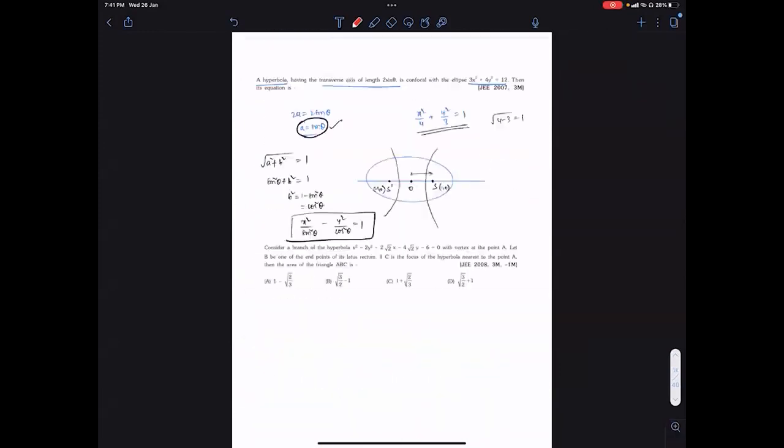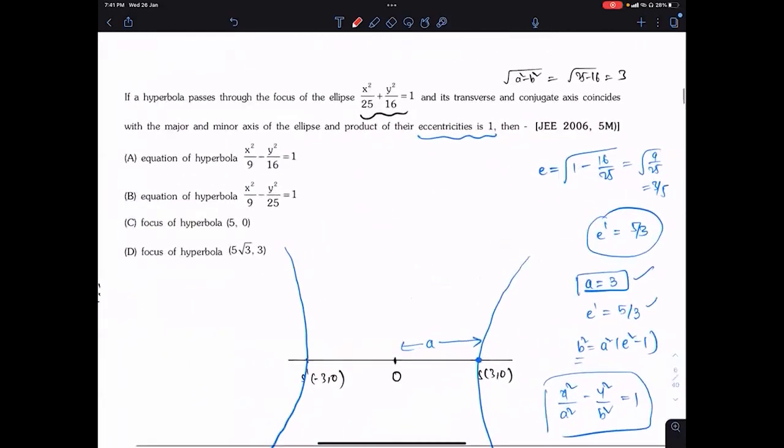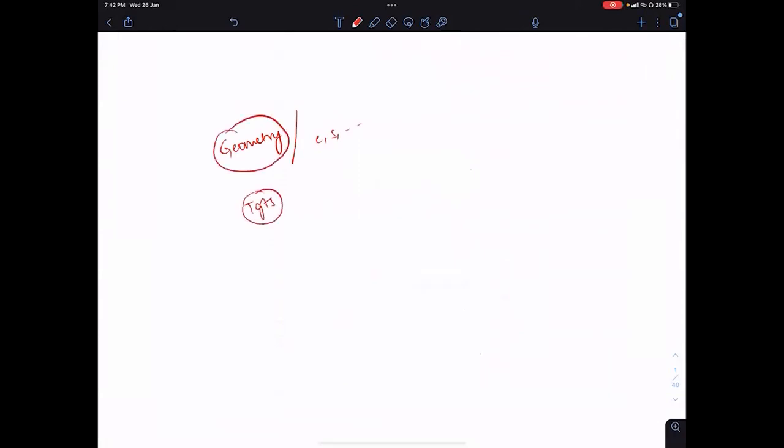So that's it for today, more or less. So for ellipse and hyperbola, just concentrate on geometry, that is finding eccentricity, focus, and all these things, and tangents. That's all. Majorly from these two regions only the questions are coming in ellipse and hyperbola.